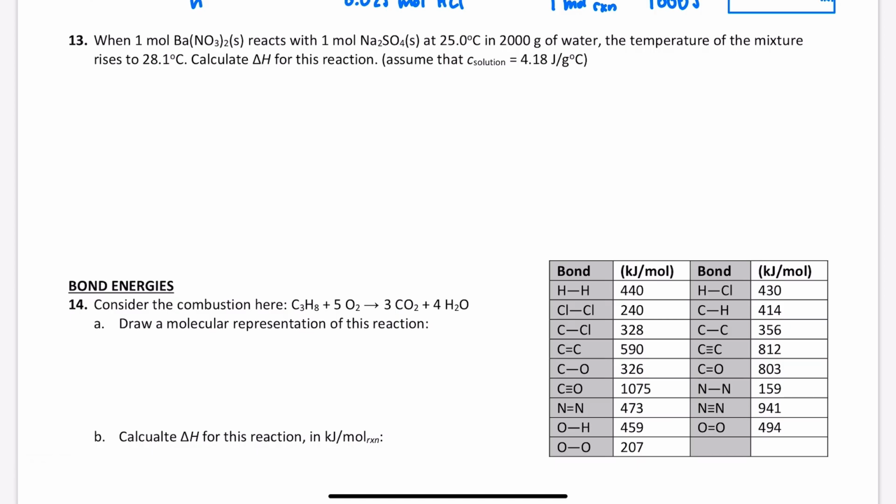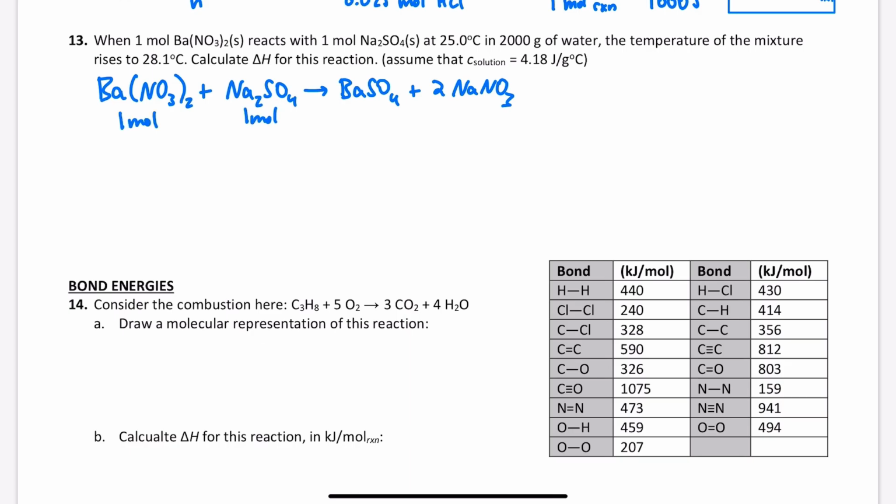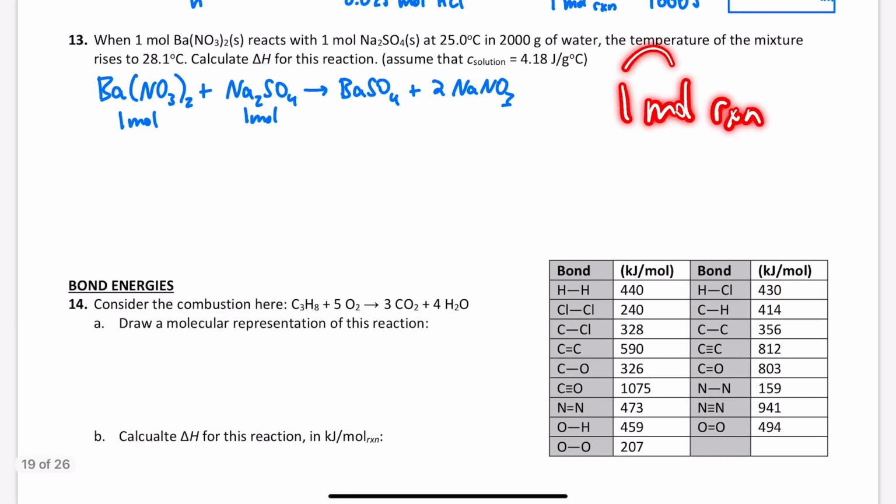So the reaction is barium nitrate and sodium sulfate. So I'll write both of those. Barium nitrate and sodium sulfate is a precipitation reaction. If you remember from last semester, you will form barium sulfate and then sodium nitrate. There'll be 2 sodium nitrates once you balance them. Now there's 1 mole of each, so there's a lot less to calculate for limiting reactant. There's actually no limiting reactant. It's perfectly stoichiometric. So we're going to have 1 mole of reaction in this case because the coefficient of everything is 1. So that's a little simpler than the first one.